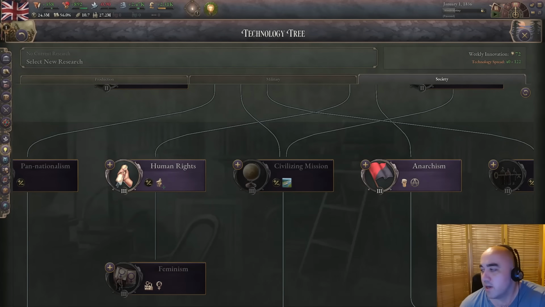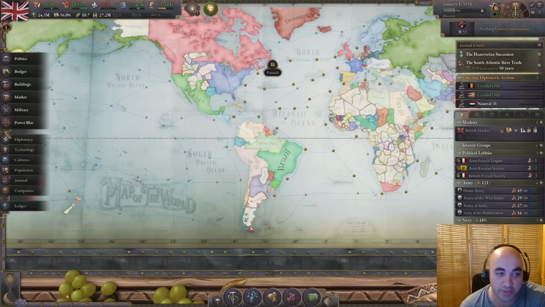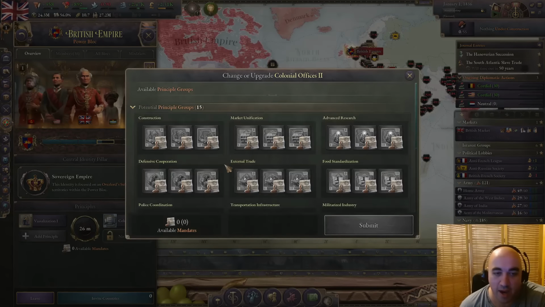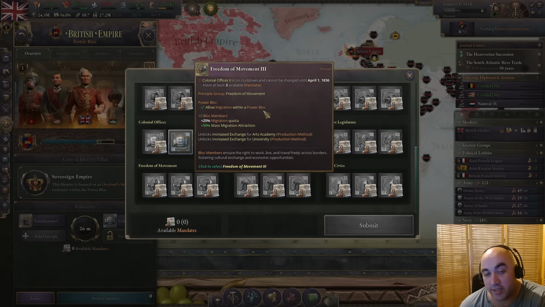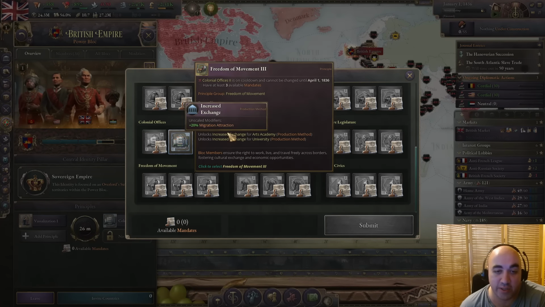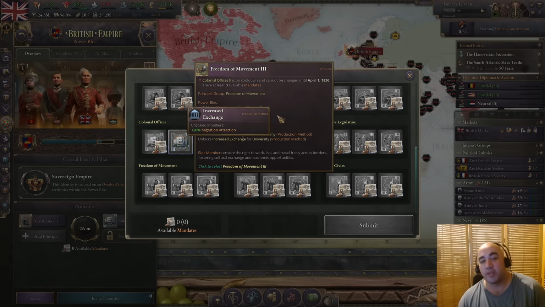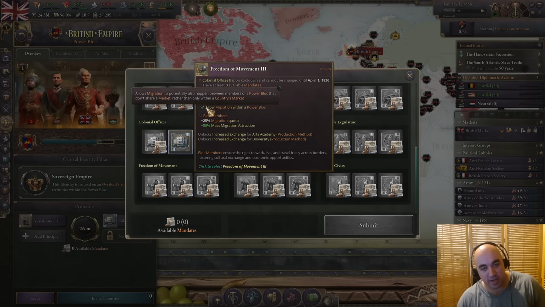Pump the brakes. Let's take a quick look at this when we come into game, because we can also take a look at the 20% itself. But if we take a look here, freedom of movement allows migration within power block. I think that's a new tooltip. And that changes things a little bit. That effectively makes it so you have a customs union when it comes to migration. I assume it's not going to force people on a migration law. You cannot enforce migration laws with this, which would make it just over the top. But here's the increased exchange, 20%, 20%. But this is good to know. Was this just not in the tooltip before?